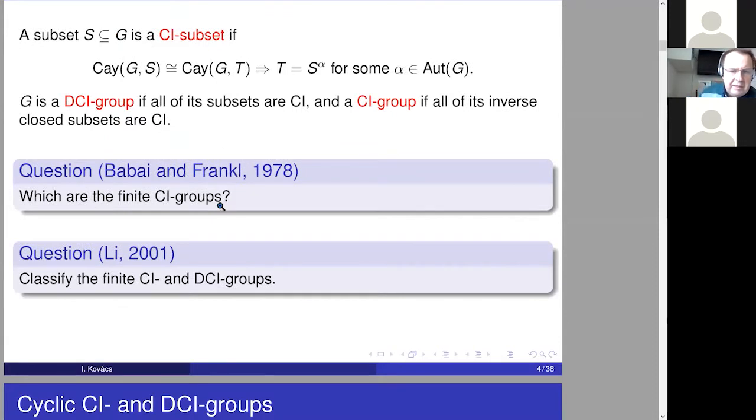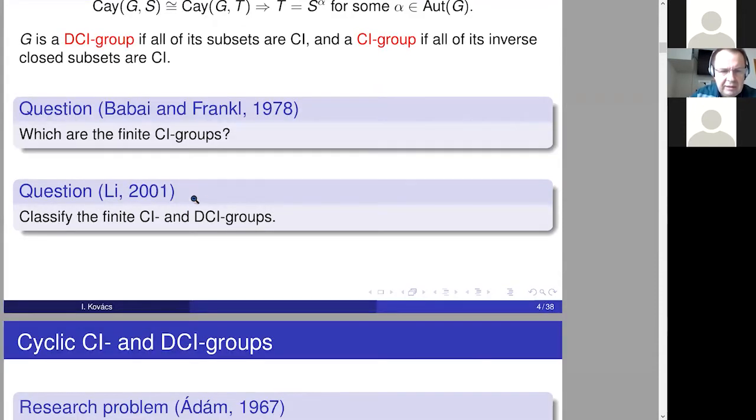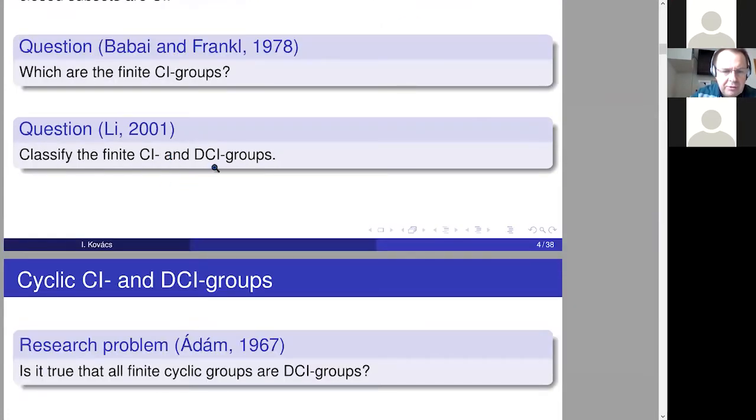And this question was raised for the first time in the literature probably by László Babai and Peter Frankl. They asked which are the finite CI groups. And this turned out to be not a very easy question. And this initiated quite intensive research. And Cai Heng Li much later wrote a survey paper about this activity. And in his survey paper, he also posed the same problem, but he also posed it for DCI groups.